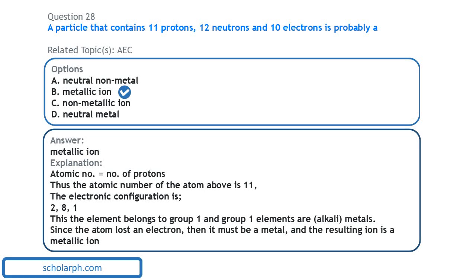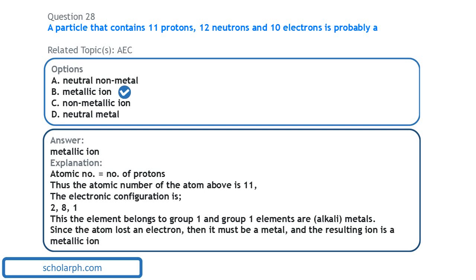So it is an ion now. But which ion is it? Is it a metallic ion or a non-metallic ion? It cannot be neutral because it has lost an electron. When an atom loses an electron or gains an electron, it becomes charged. It will become an ion. An ion is a charged atom. It will not be neutral again. So these two are out.